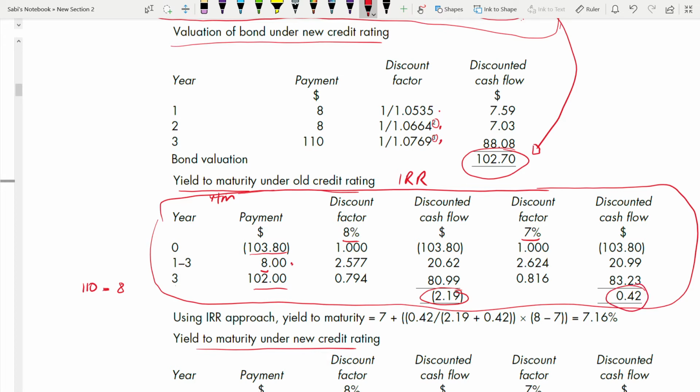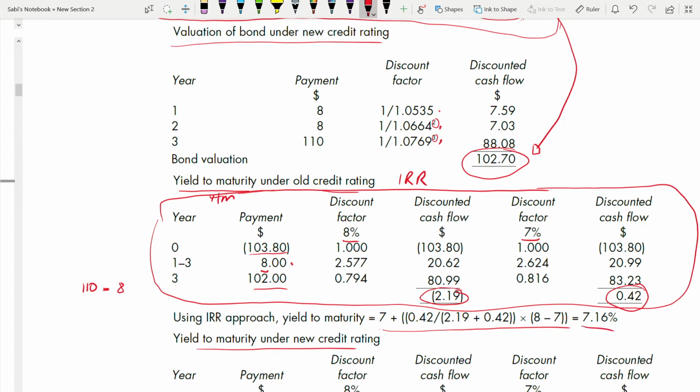So now you can use an IRR approach, yield to maturity. This is the formula for IRR, right? 7%, 7 is the lower discount rate, plus, using 7%, your value was 0.42. Divide by the difference between these two. Since both are negative, it will be added. Then into the difference between 8 and 7, so it's 1. So it is 7.16.